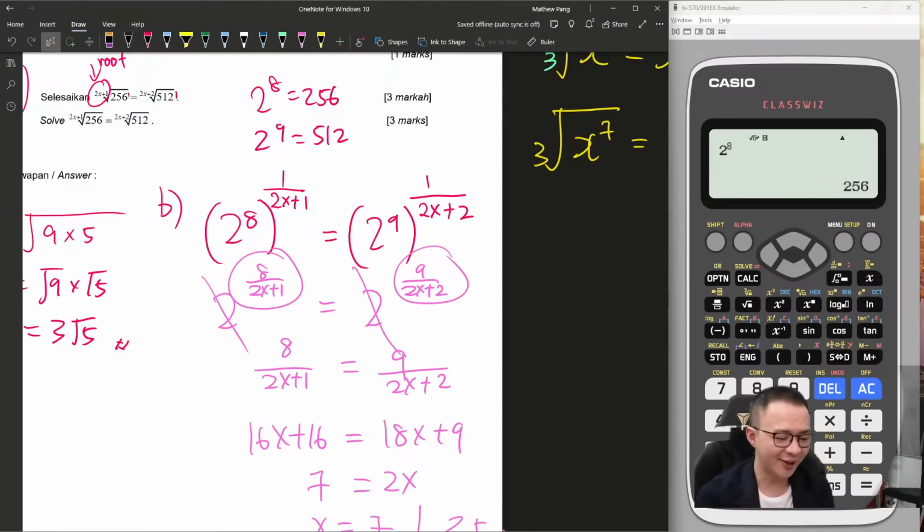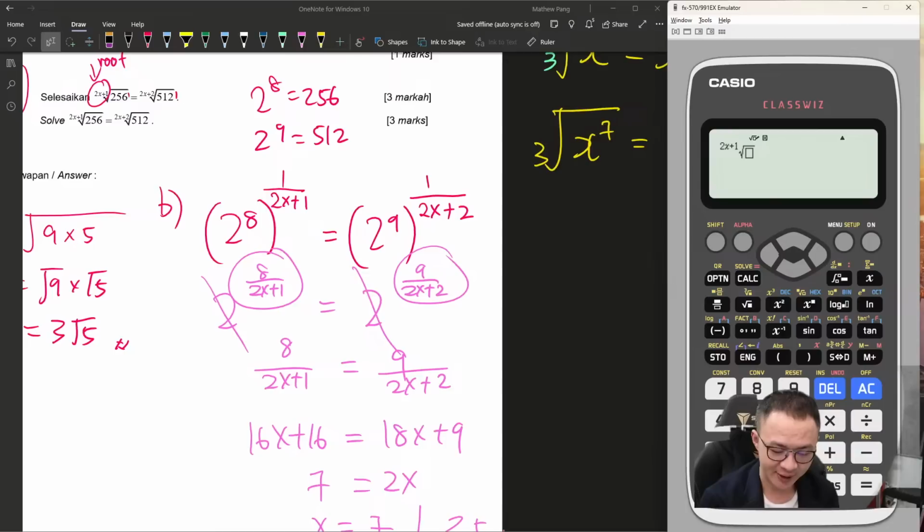What if today we try to... I'm not sure whether the calculator can help us or not, but let's try for fun. Alright? If this is the root of 2x plus 1, inside is 256, and then I type an equal here. I hope my equal is fine.